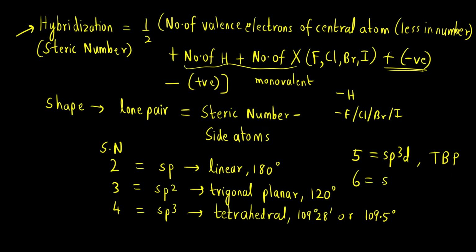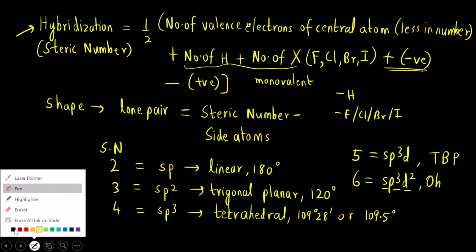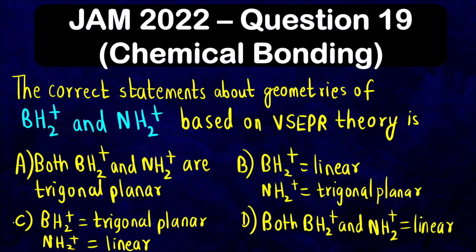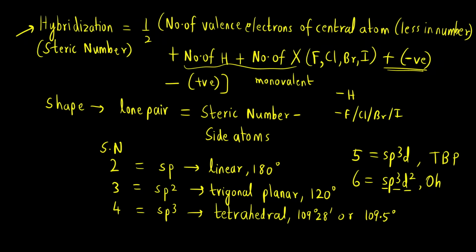And for 6, it is sp3d2, total 6 orbitals, 1s, 3p, 2d. This is what? Octahedral. Okay, this much is enough. Now we can find out the geometry for the given species. What is given to us? BH2 plus and NH2 plus.